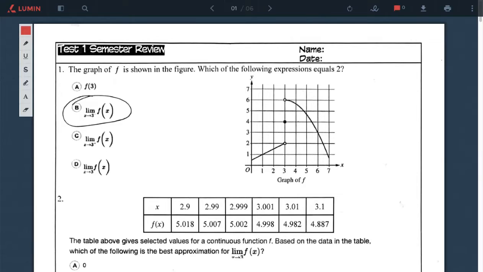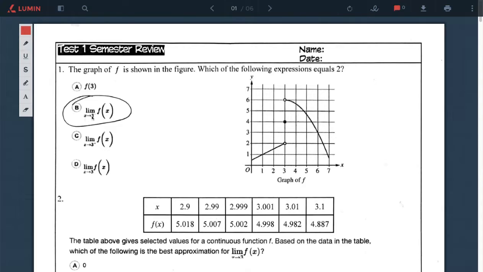All right, we're looking at test 1, semester review answers. Number 1, the graph of f is shown in the figure. Which of the following expressions equals 2? F of 3 would be if I go to 3 and then I'm looking for the closed dot. So f of 3 would be 4.